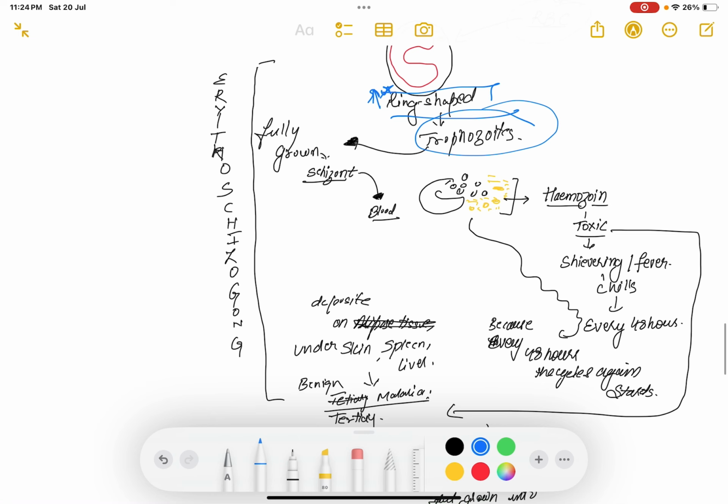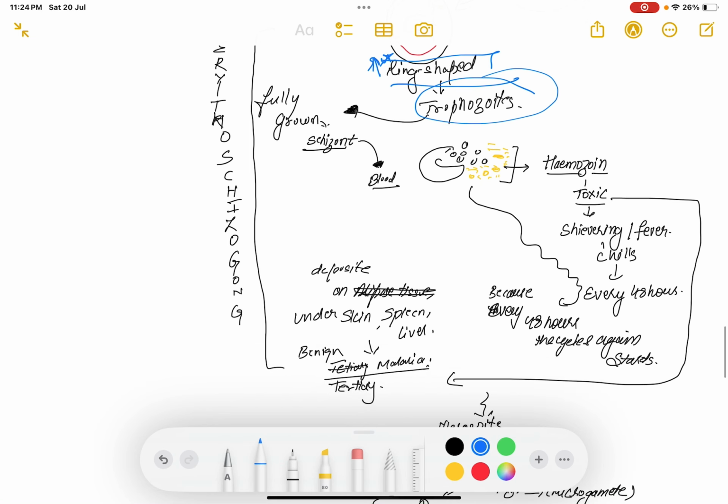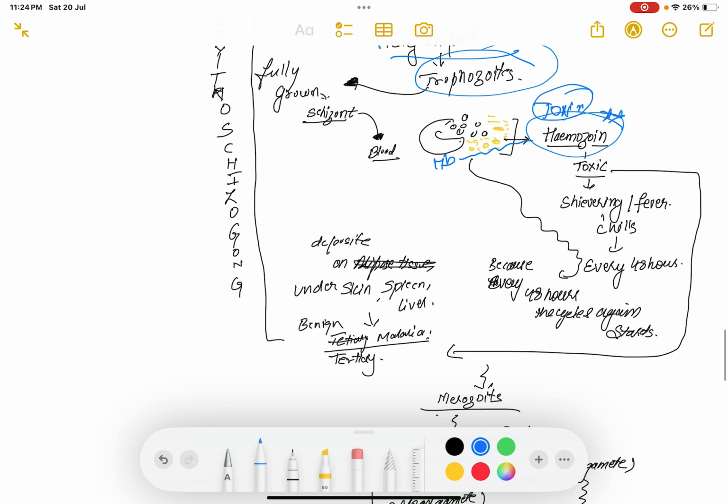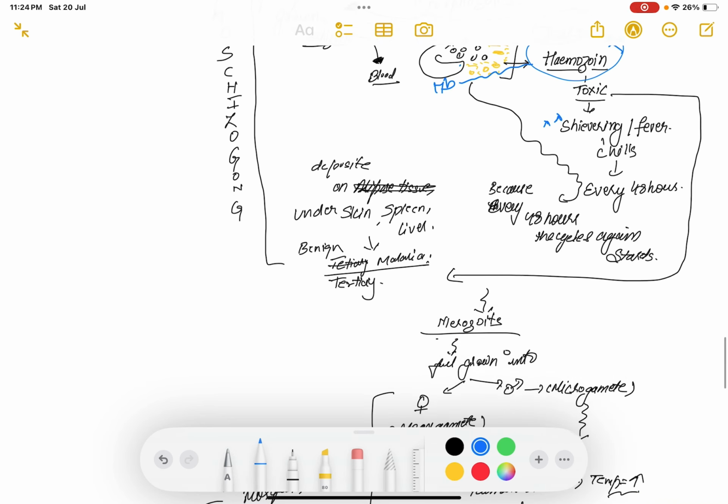The trophozoites are fully grown into schizonts, and then they burst, and during the bursting time the hemoglobin is converted into a toxin, and this toxin is called hemozoin. The key point here is hemozoin. You have to remember in which disease hemozoin is released: malaria. Due to this toxin, you feel the shivering and chills every 48 hours in this cycle.